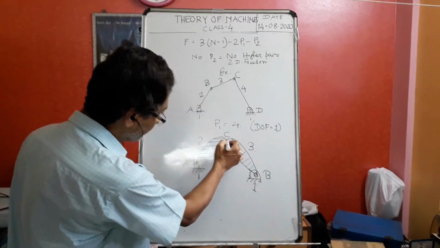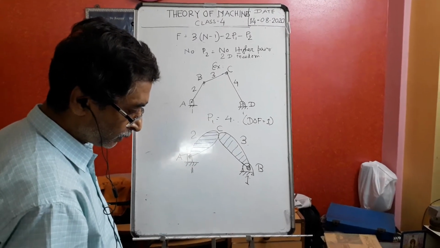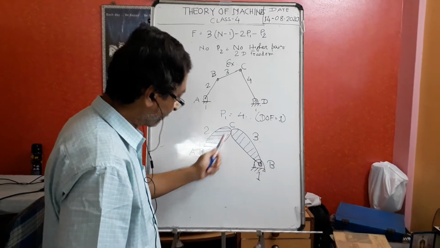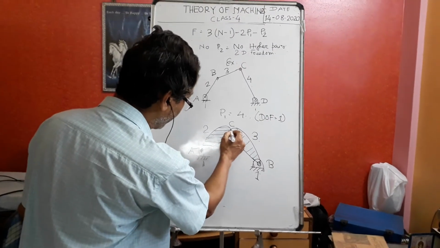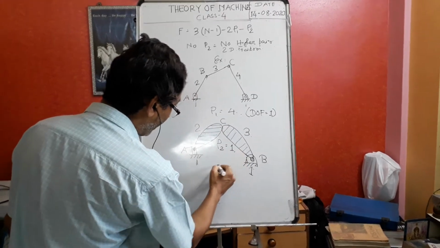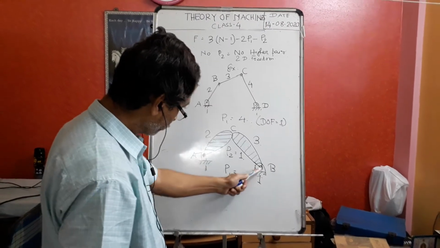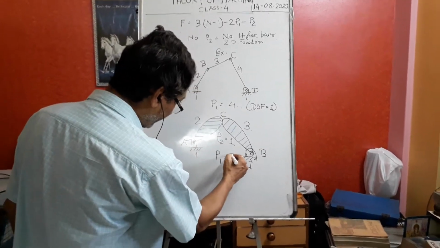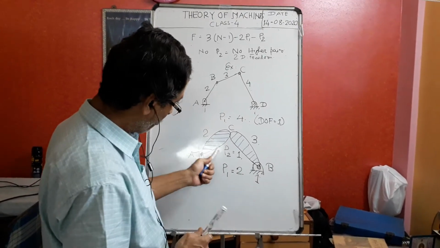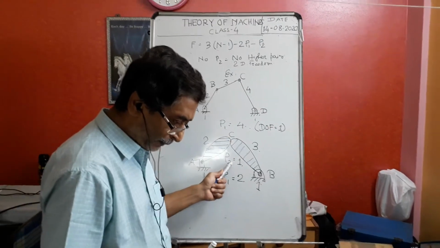What is this pair? This is a higher pair because there is just point contact. So p2 is there. How many p2? 1. How many p1? 2. So by the figure I can understand how many lower pairs there are and how many higher pairs there are.